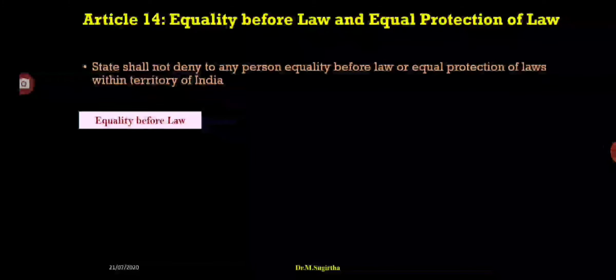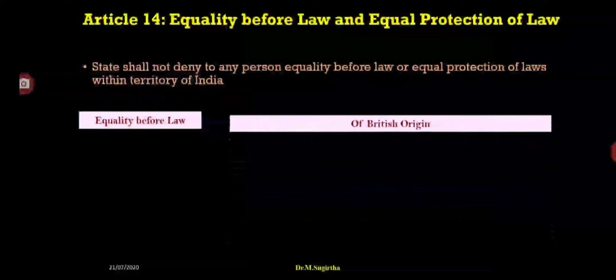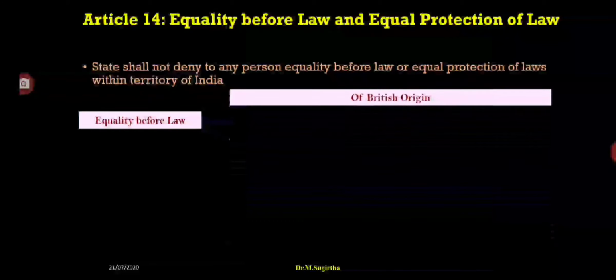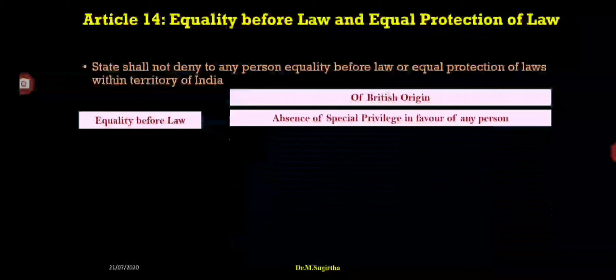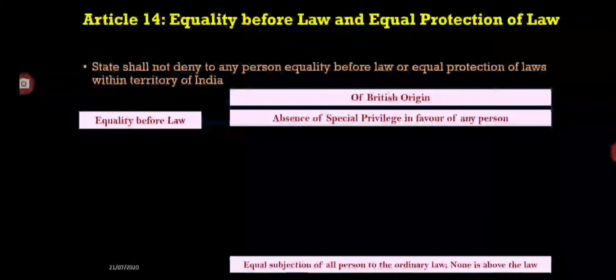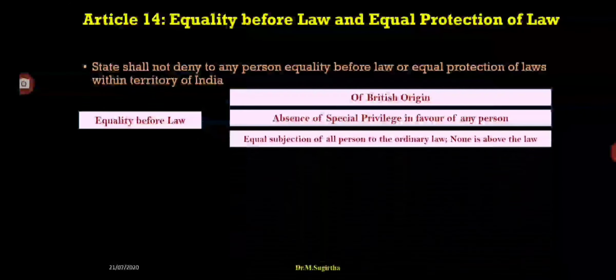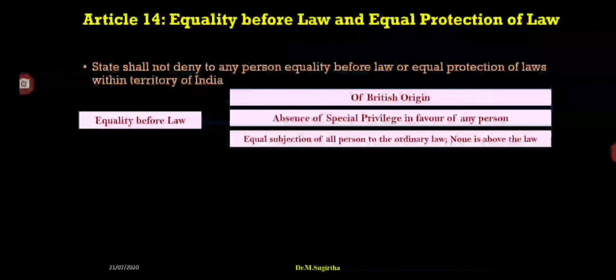The term equality before law is taken from the Constitution of England, which means equal treatment for all persons before the court. That is, the law will be blind, it will not see who is standing in the dock, rich or poor. There shall not be any privilege for any particular person. It means everyone will get the same punishment for the same crime. No person, be it rich or poor, white or black, minister or servant, shall be above the law. It means the law will be the same for both the minister and the servant.